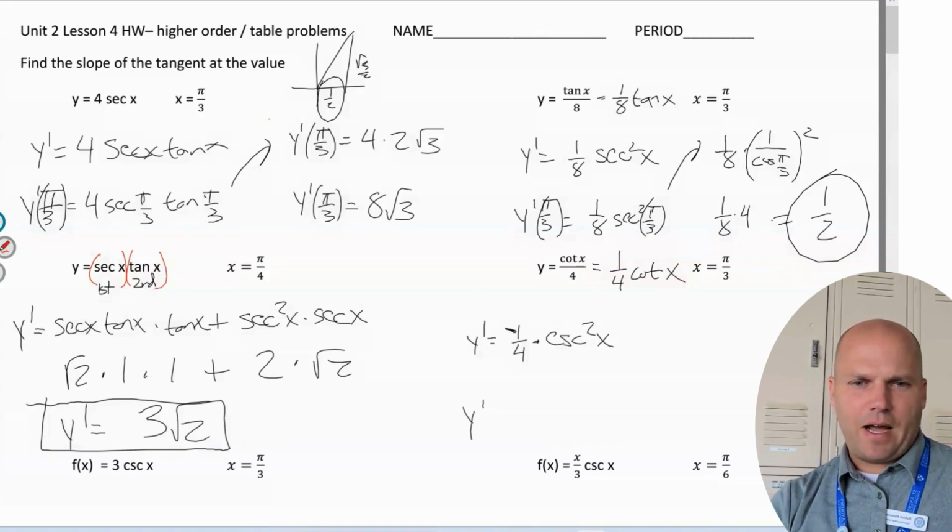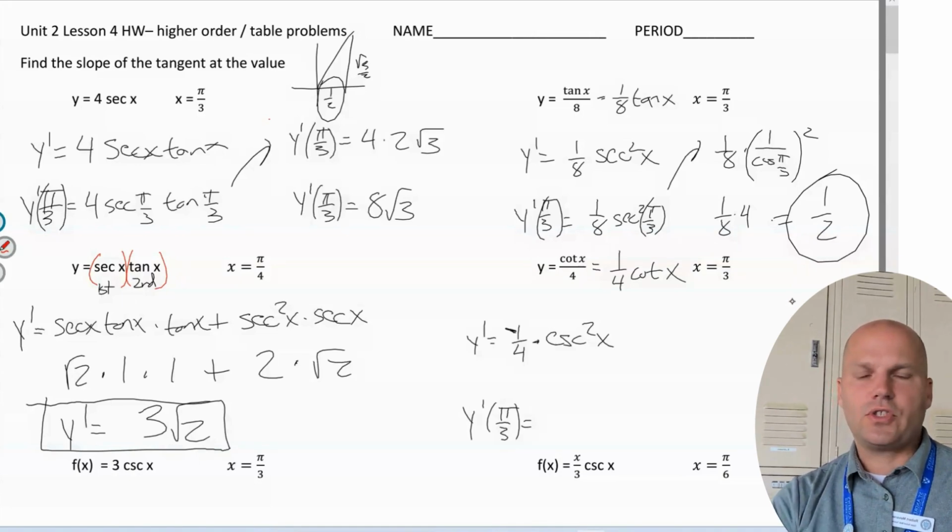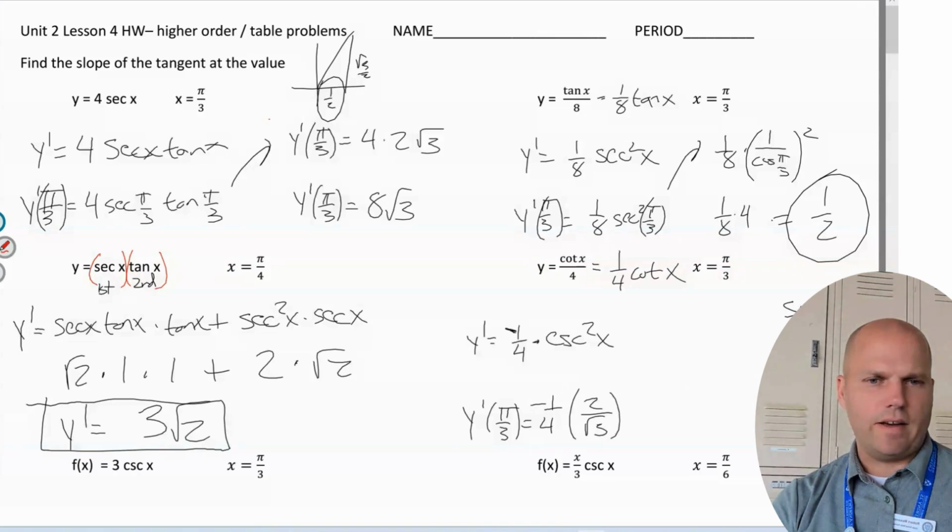I need that at pi over 3. Okay, so cosecant's the reciprocal of sine. The sine of pi over 3 is root 3 over 2. I'm going to flip that and I get 2 over root 3. I need to take 2 over root 3 and square it.